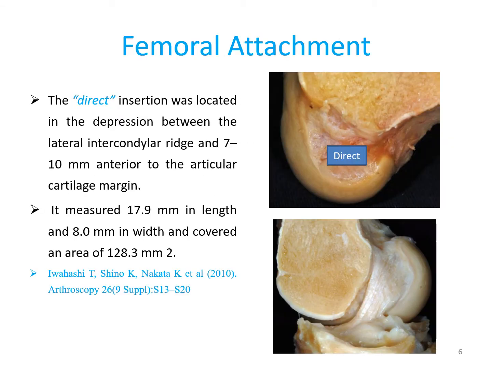Coming to the anatomy of the femoral attachment, the main is the direct insertion, which is located in the depression just posterior to the lateral intercondylar ridge and anterior to the posterior articular margin of the condyle. It's a large rectangular area, almost 18 millimeters in length and 8 millimeters in width. Again, you cannot have this completely filled with your rounded graft. So be in the center of this area, and if there are still some attached fibers, especially posteriorly, just leave them.